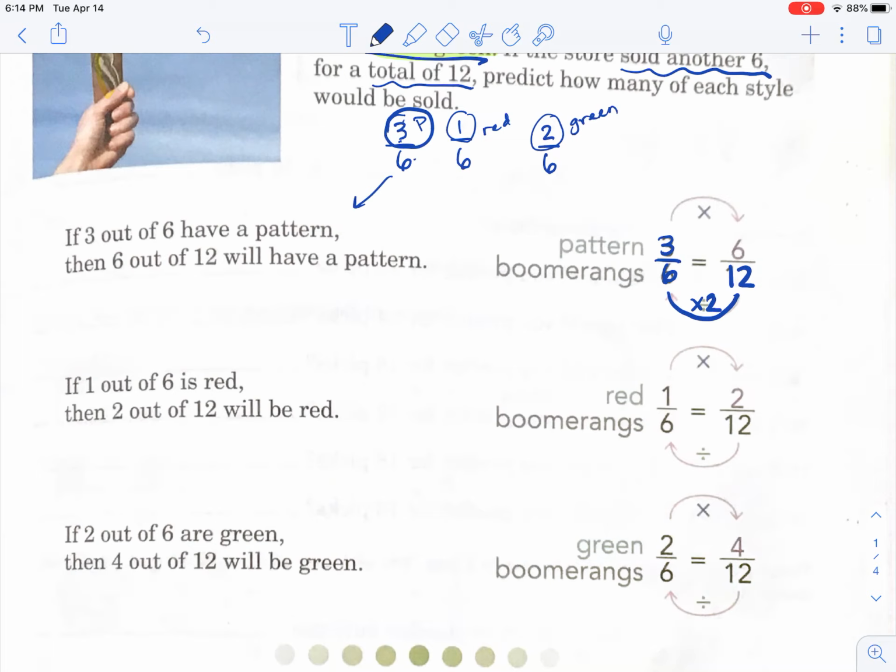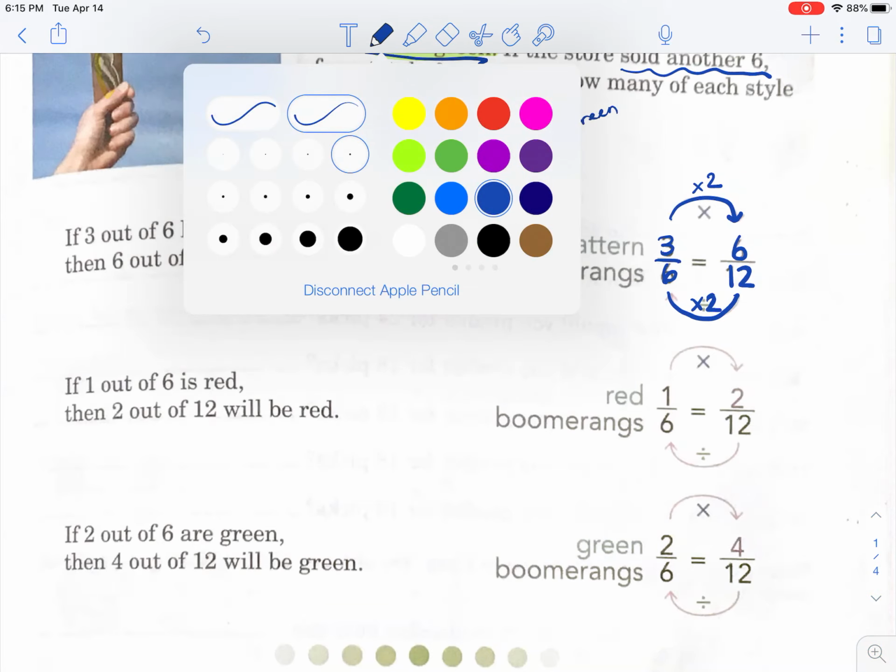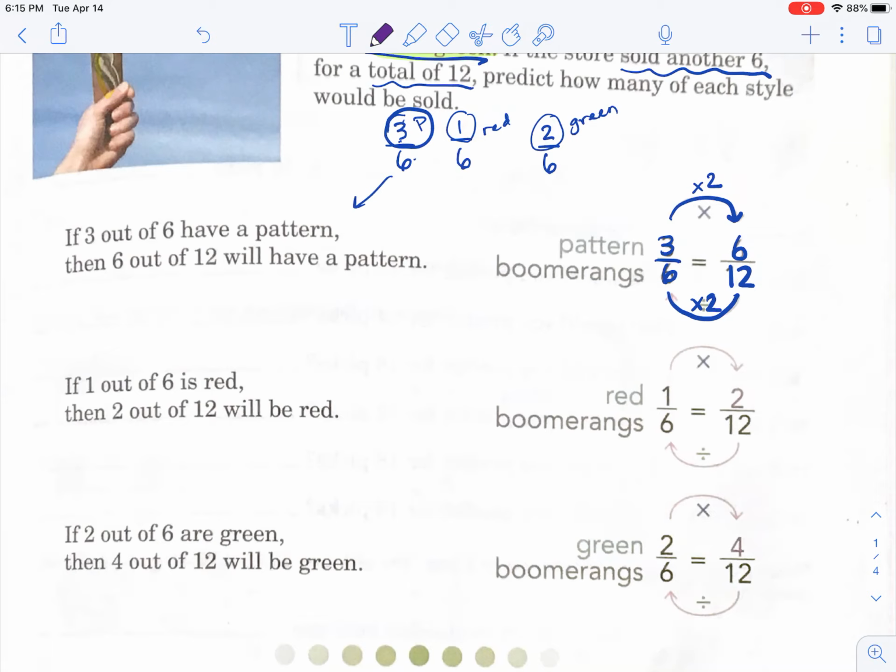Here we go. What we do to the bottom, we also do to the top. So this would be times 2. 3 times 2 is 6. So if they sold 3 out of 6 with the pattern, they'll probably sell 6 out of 12 with the pattern. Okay, now is this a guarantee? No, it's probability. Might someone come in and really love red and buy all the reds? Yes. But in general, this is how probability works.